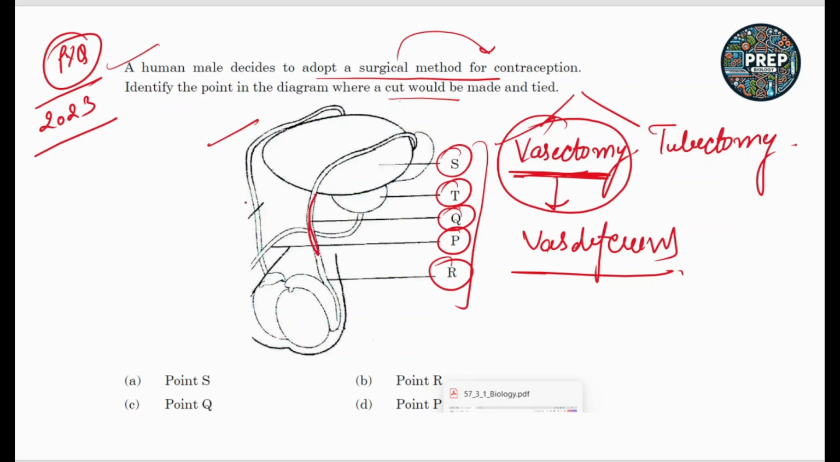This is the vas deferens where the cut would be made. A small part of the vas deferens is removed and tied up through a small cut on the scrotum. Okay, so it prevents the sperm transport. So the answer is the vas deferens at point Q. That is answer number C.